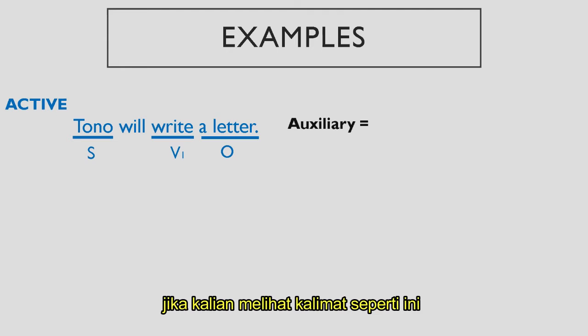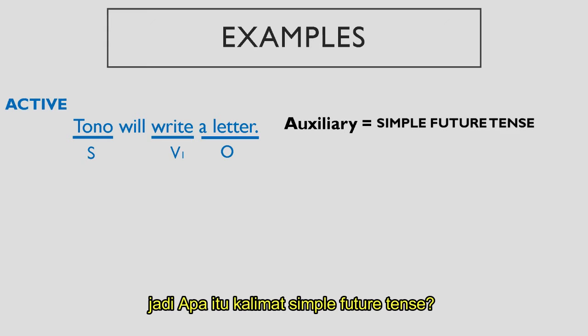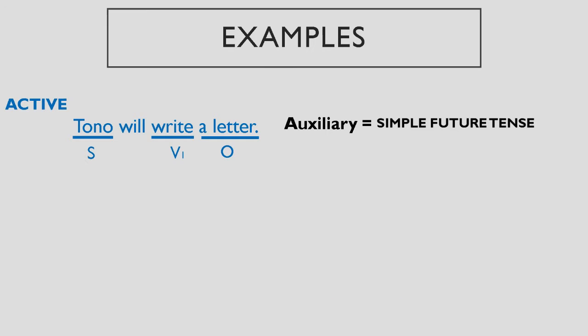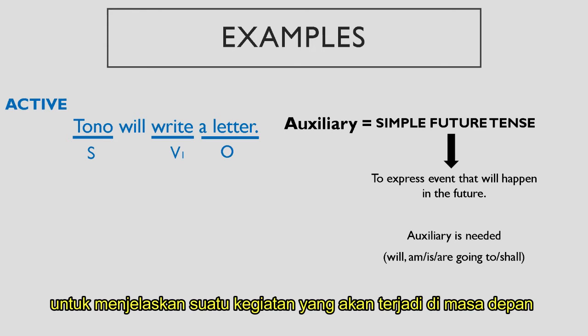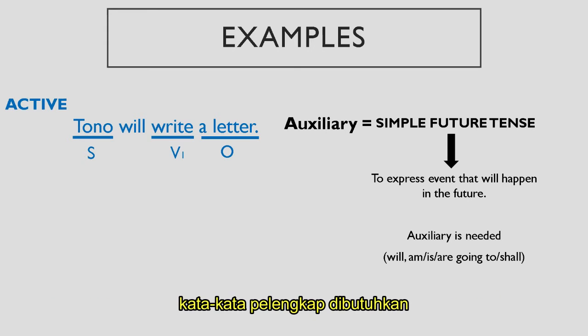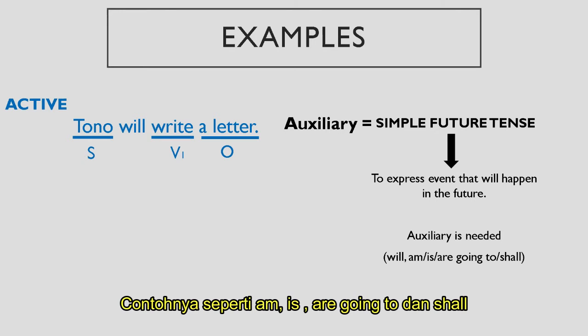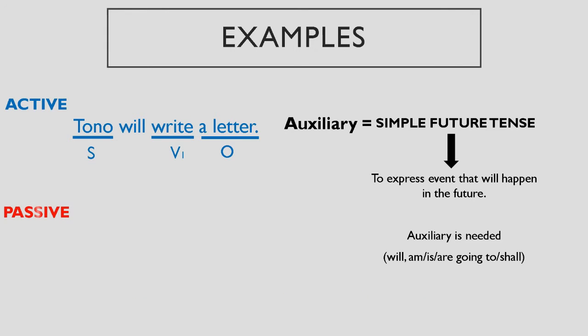If you see this sentence, it is simple future tense. So what is simple future tense? To express an event that will happen in the future. The auxiliary is needed, like will, am, is, are, going to, or shall.